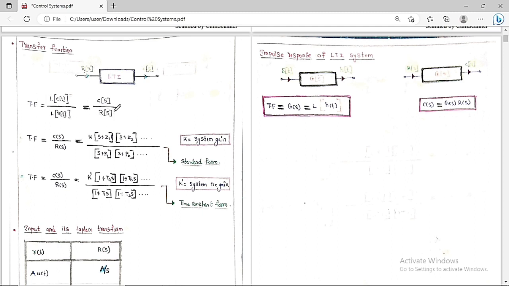You can see clearly from this picture. Therefore, the definition of transfer function says that it is the ratio of the Laplace transform of the output signal by the Laplace transform of the input signal under the condition that all the initial conditions are 0.